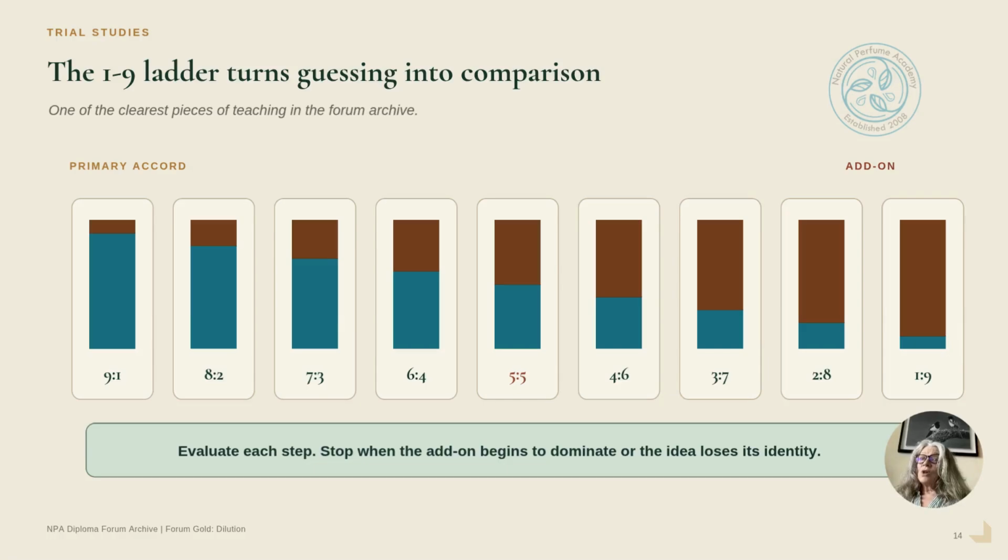The 1 to 9 ladder is one of the archive's real treasures. It replaces random adding with comparison. You discover not only the nicest ratio, but the exact point where an addition takes over and changes the identity of the accord.